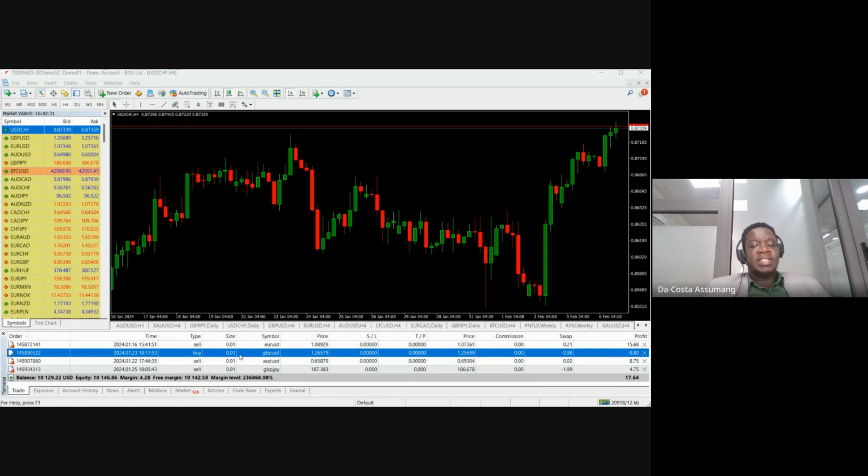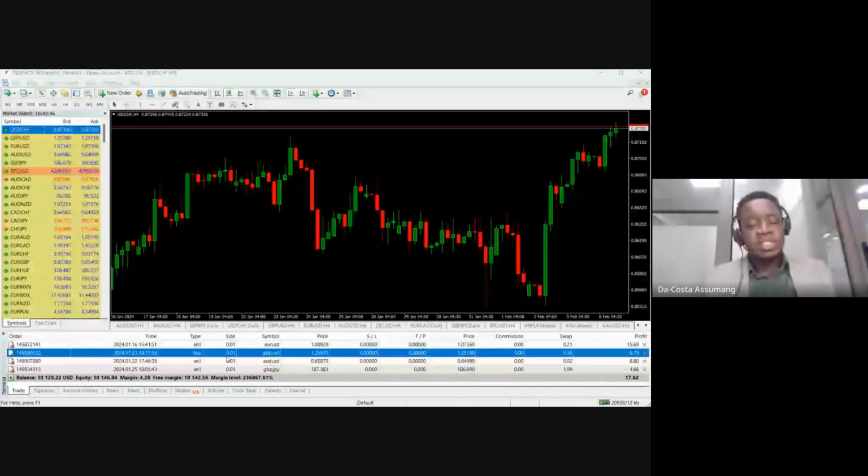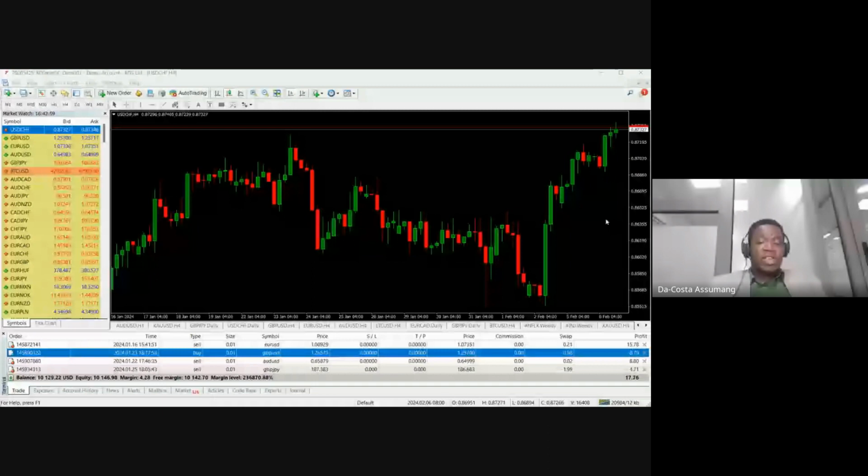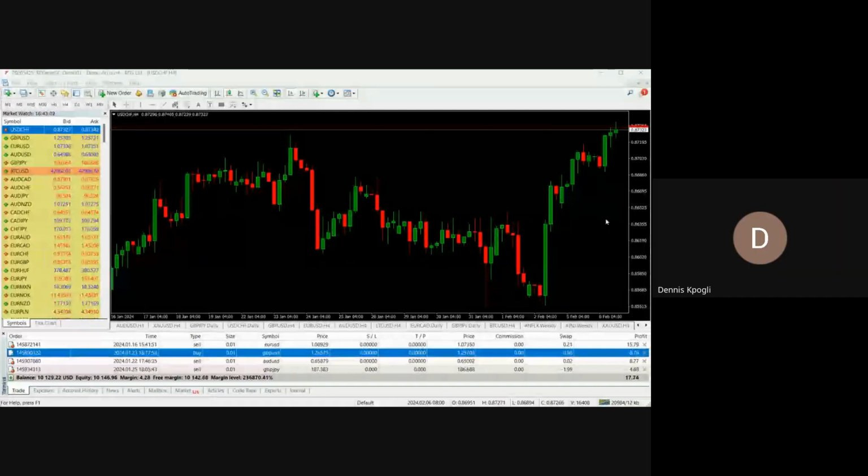Then lot size. Like I mentioned yesterday, lot size is like a part of your money that you are taking to initiate the transaction. So 0.01 is equivalent to $1, 0.10 is equivalent to $10, 1.00 is equivalent to $100. So let's say you have $10 in your account and you are going with a lot size of 0.01. I met somebody who was saying something else.